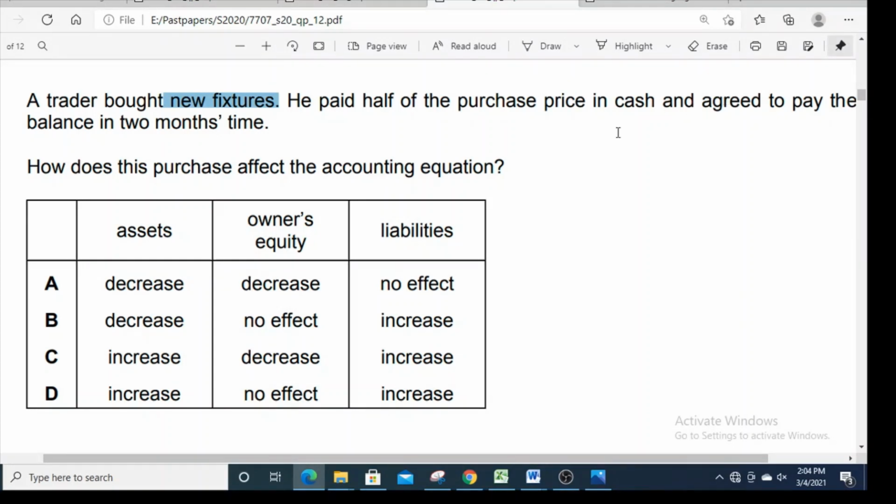Then we agree to pay the balance in 2 months. So 5,000 which we have not paid yet is a liability. So a liability is increasing by 5,000. It has no effect on owner's equity. So the correct option where assets are increasing and liabilities also increasing and there is no effect on owner's capital. This is option D. Increase, no effect and increase.